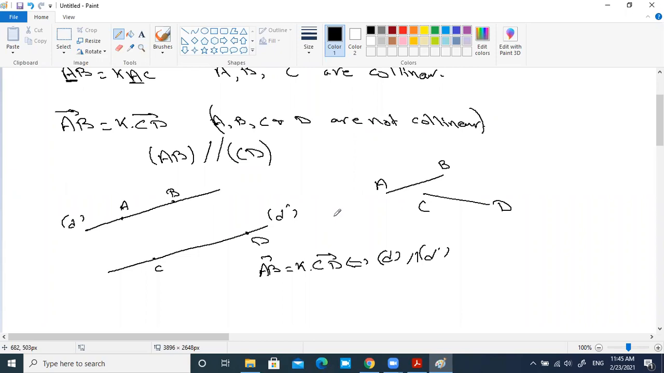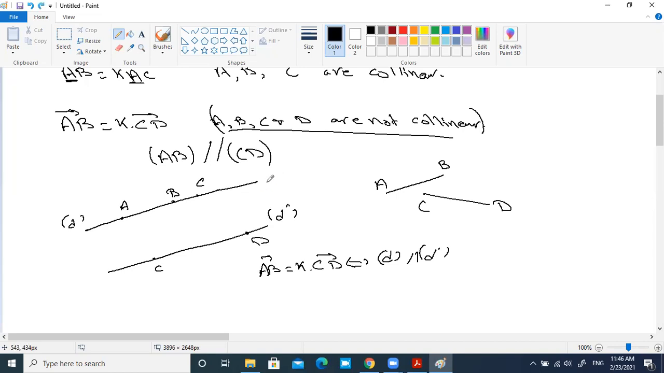No. Okay. I was saying here that the points are not collinear because we may have the case where the 4 points are collinear and we will still have this property. That is, if AB is equal to some constant times CD, then we will have one of two things. Either the lines are collinear, with C and here D. Well, still AB is equal to some constant times CD.